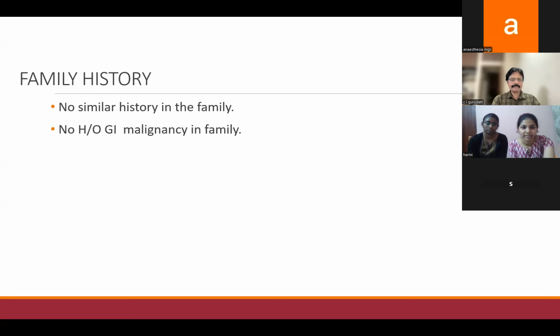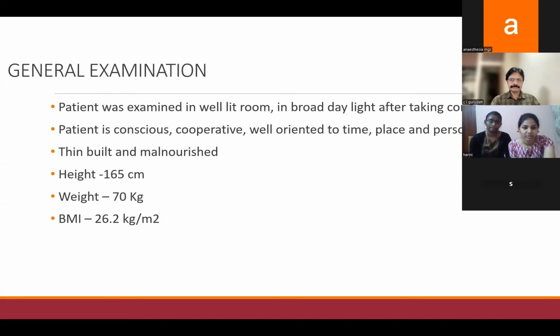Next slide. Family history: no similar family history in the family, no history of any gastrointestinal malignancies in the family. Okay, that ends your exam. This is the history, isn't it?